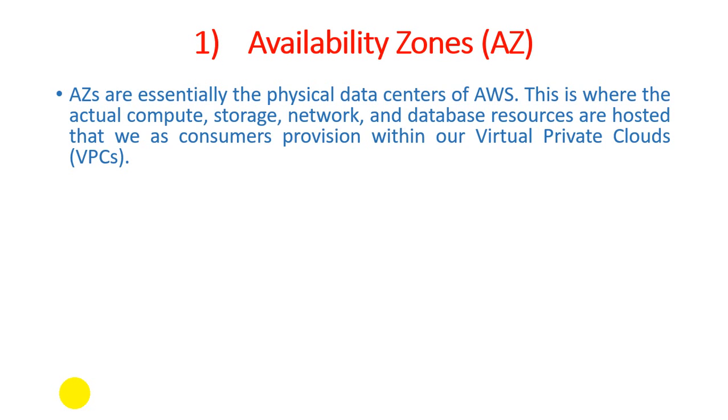This is where the actual compute, storage, network and database resources are hosted that we consumers provision within our virtual private cloud, or VPC. It means the place where a computer or storage, that is hard disk, network and data resources are physically available, and from where we can implement services in the form of a VPC.